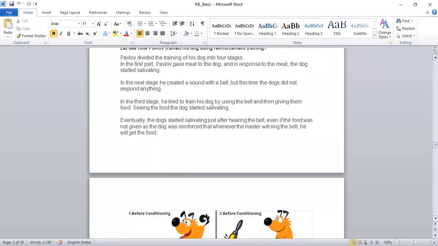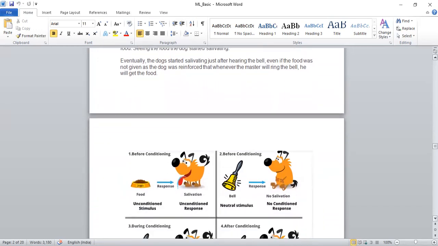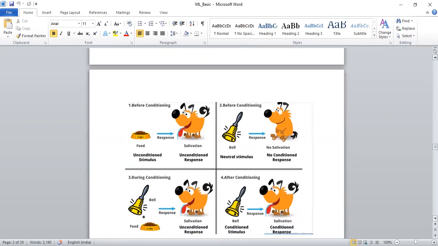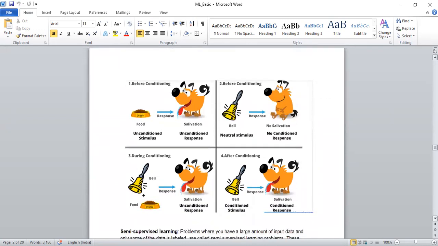So look at this picture, then you can clearly understand what reinforcement learning is. Before conditioning, there is an unconditioned stimulus, and this is the unconditioned response. So this is your learning agent, food, that is the unconditioned stimulus. That is the response, salivation, the unconditioned response. Before conditioning, only the bell is given, a neutral stimulus, which has no effect. So no conditioned response, no salivation.